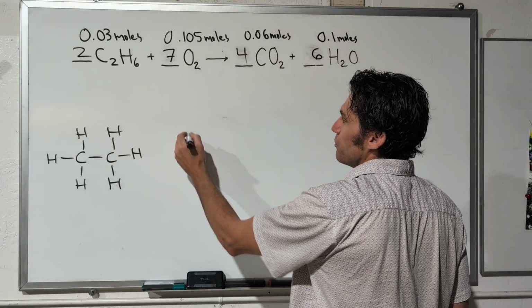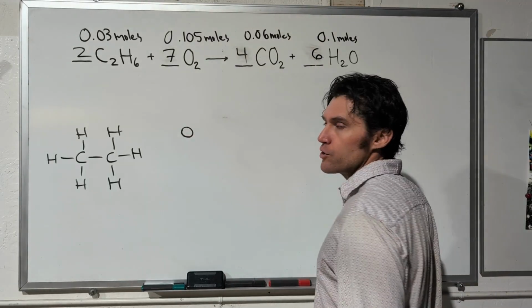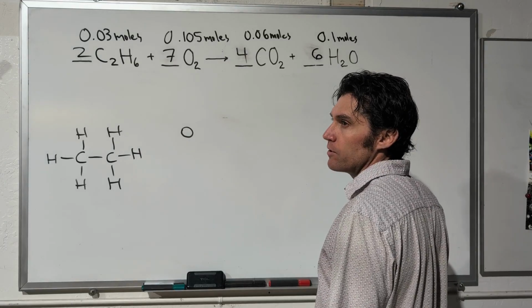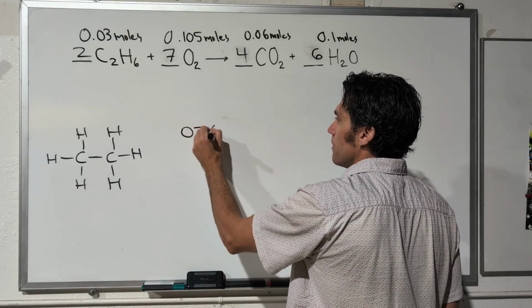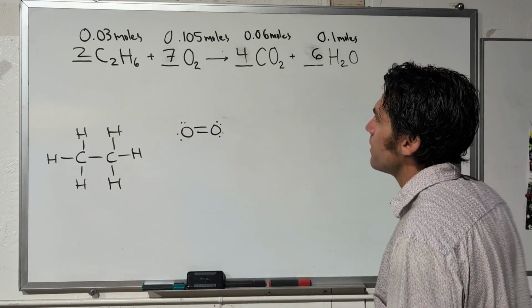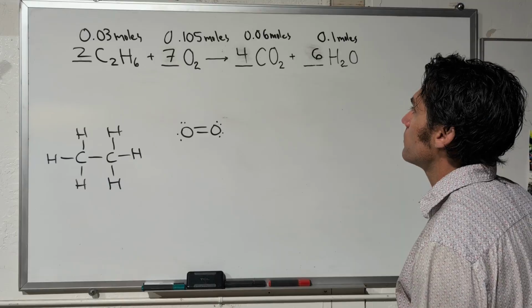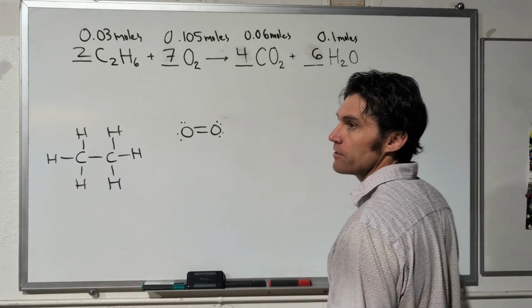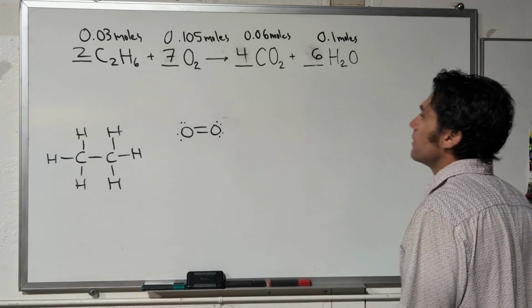Okay, we know we put a lot of time into oxygen. You know oxygen forms 2 bonds because it's 2 electrons away from an octet. Oxygen looks like this. Okay, we got 7 of those. So whatever the energy it takes to break this up, you have to multiply that by 7.